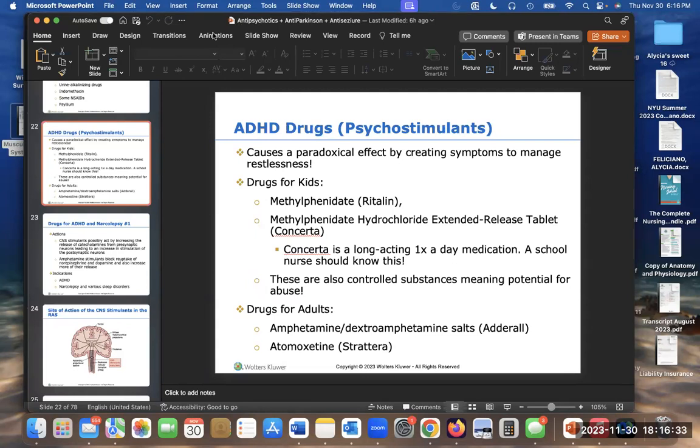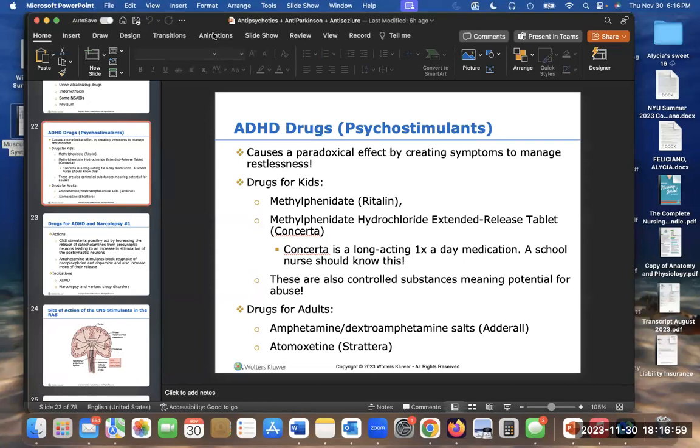So for kids, we give methylphenidate or Ritalin. Okay, you've probably heard of Ritalin, or Concerta, which is an extended release version. If you give Concerta, what should you tell your patient? This is a long-acting, only a once-a-day medication, so they can only take it once a day. The school nurse should know that, and anyone else who interacts with this patient. Okay, and these are controlled substances, meaning they have a potential for abuse.